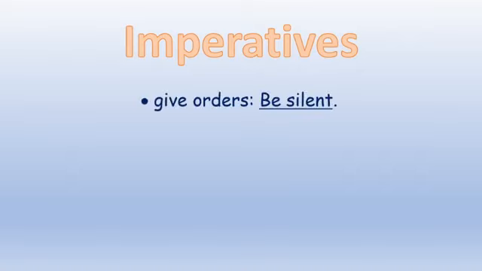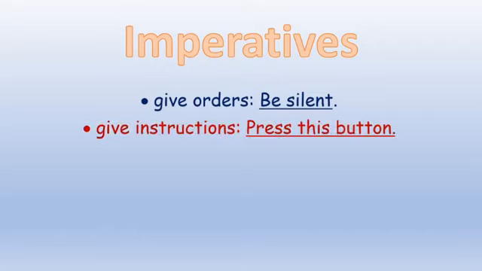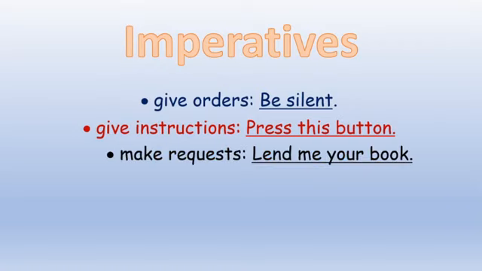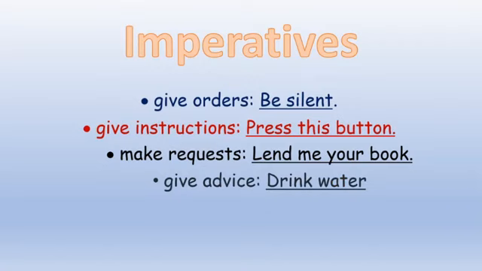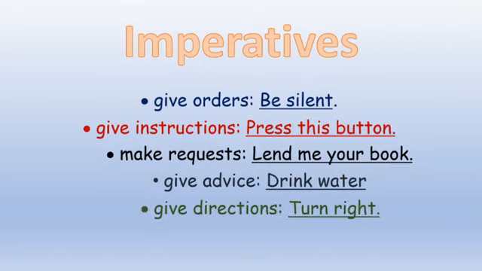We use them for 6 different purposes. For example, we have: 1. Give orders, for example, be silent. 2. Give instructions, for example, press these buttons. 3. Make requests: lend me your book, please. The next one, give advice: drink water. And give directions: turn right. Now don't forget that we use them for these 6 basic uses.